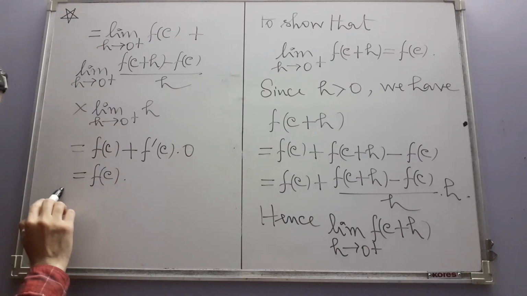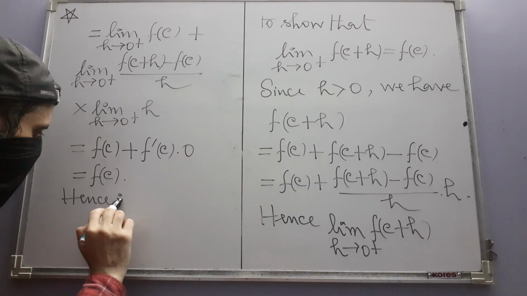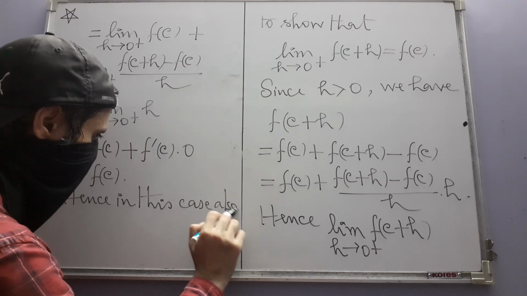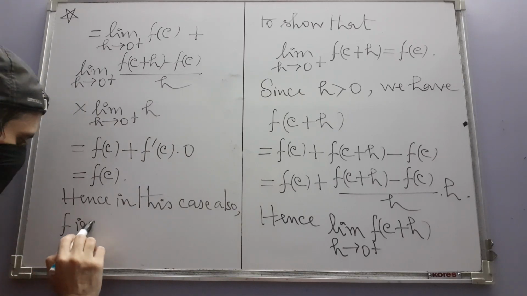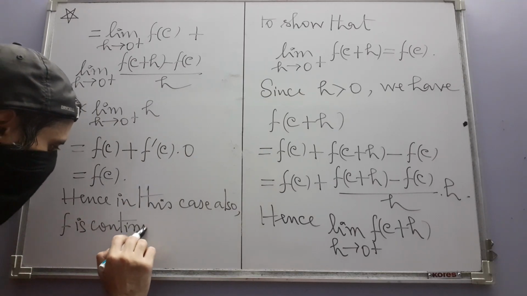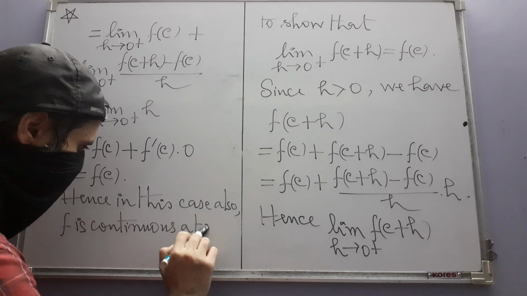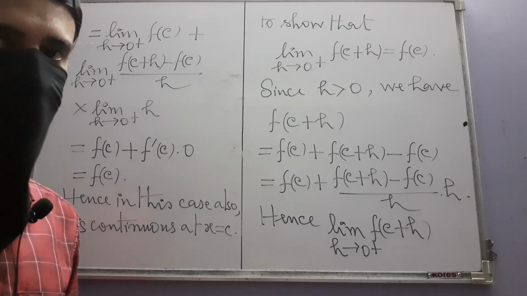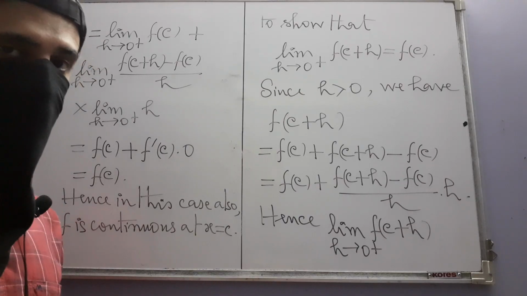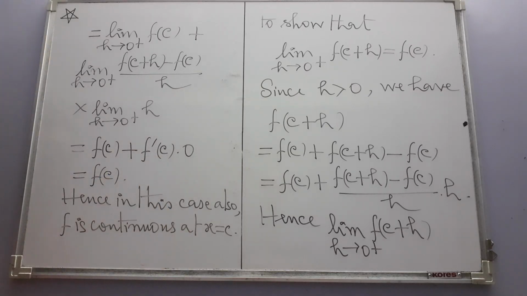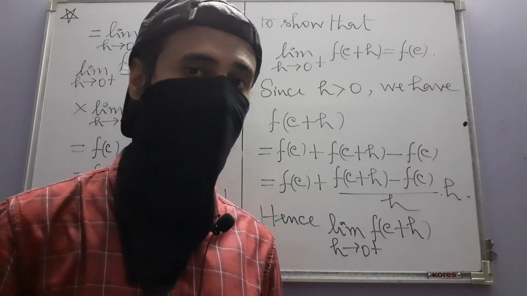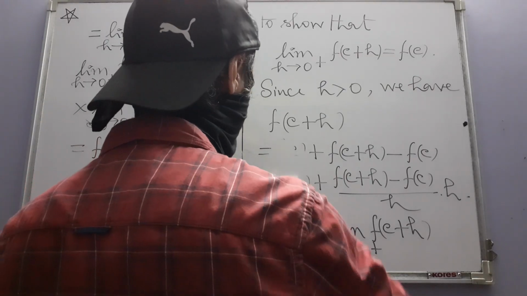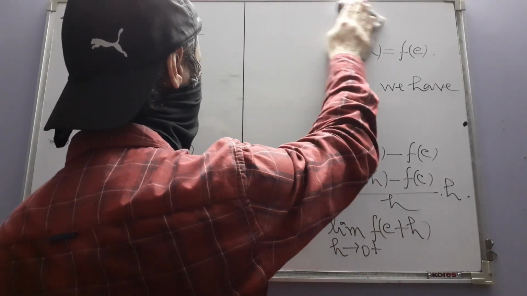Okay, so in this case also f is continuous at x equal to c, which really means that f is right continuous at x equal to c. So now you can easily write the proof for the case where c is the right endpoint. And once you do that, then the proof will be complete. So that is left to you.